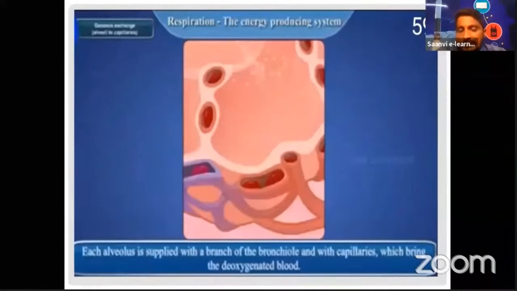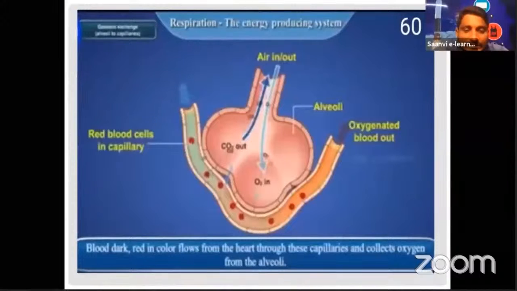Each alveolus is supplied with a branch of bronchiole and with capillaries, as we discussed, which bring the deoxygenated blood. Blood, dark red in color, flows from the heart through these capillaries and collects oxygen from the alveoli. Look at the screen, all of you. Blood dark red in color flows from where? From the heart, through these capillaries, and it collects oxygen from the alveoli.